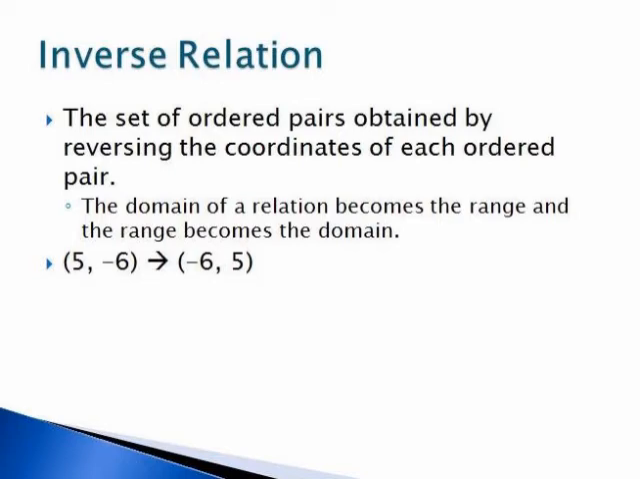An inverse relation is a set of ordered pairs obtained by reversing the coordinates of each ordered pair. So the domain becomes the range, and the range becomes the domain. I gave you an example there of a coordinate that started out as (5, -6), and when you switch it and make it the inverse, it's now (-6, 5). That's all you do if you're given a set of coordinates. It's as simple as that. Obviously, it's not going to stay that simple, but that's where we'll start for now.